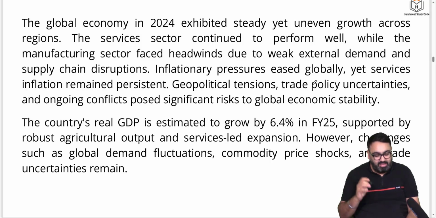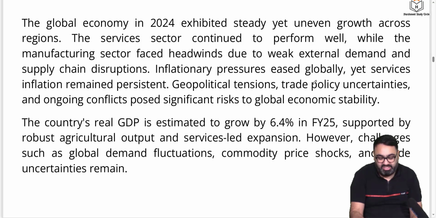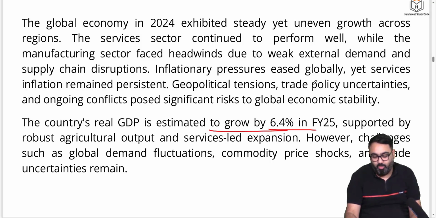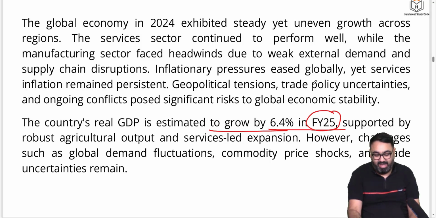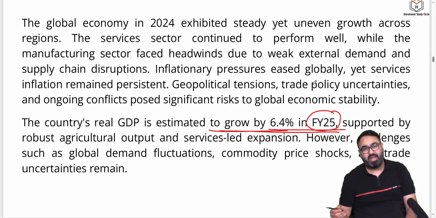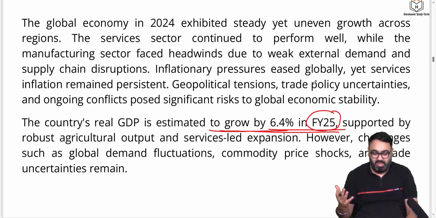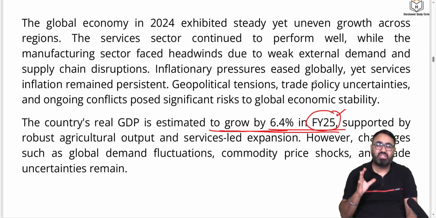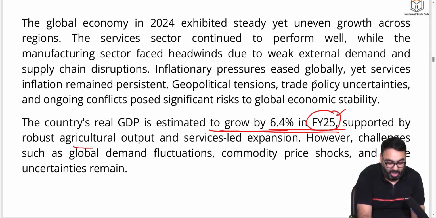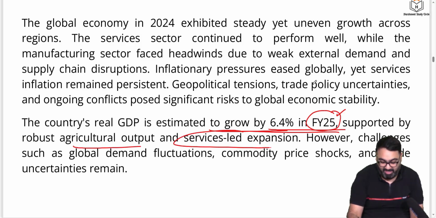Despite all of this, the economic survey says that India's real GDP is estimated to be 6.4% in financial year 2025. Now, please understand this. It is an estimate, an expectation, that this is what our GDP will be in financial year 2025. And the economic survey says that it is a good number and it will be achieved mainly because of agricultural output and services-led expansion.